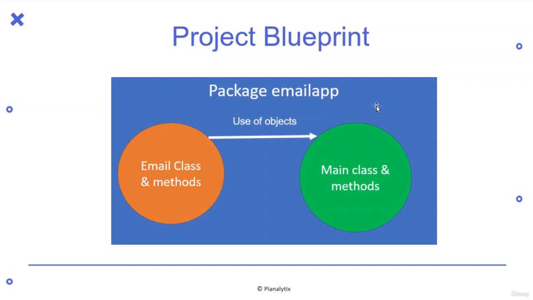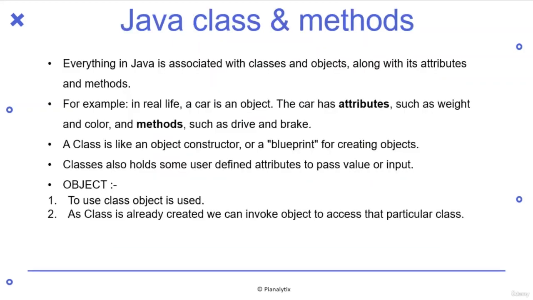In future, as we move forward in our project, we will create one main class. We will load all the methods related to this using objects, and we will execute these methods inside this main class. This is our main project blueprint. So let us see what Java classes and methods are.